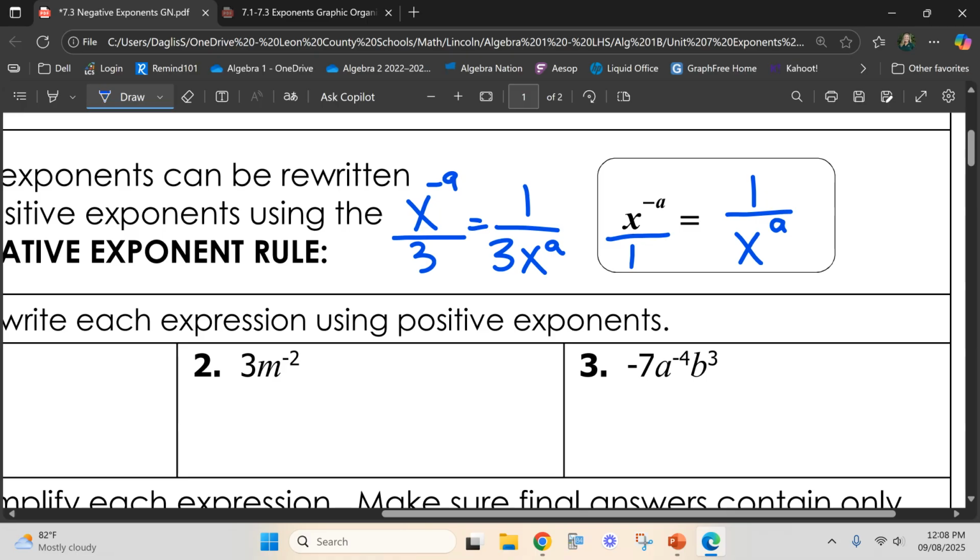So it's all about moving, and then you might get like 3 squared, which is 9. We'll see what happens. So we might get to evaluate afterwards.